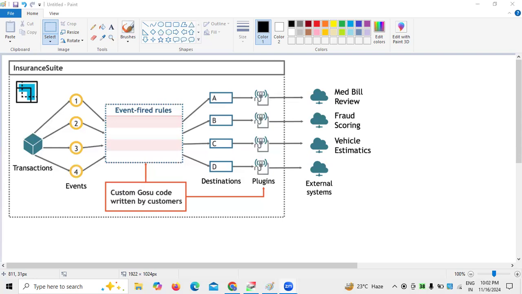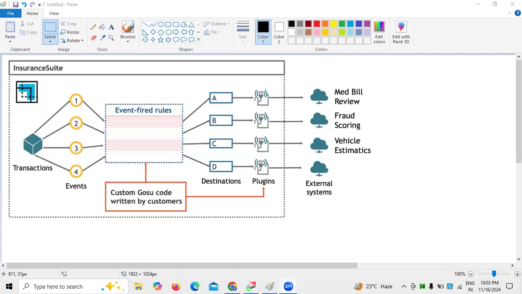In this process, when a policy is bound, or if there is any kind of renewal or cancellation, those things usually happen. There are some events which we normally need to manage as far as the event messaging system is concerned. If you understand the event messaging system, there are different data flows we have.